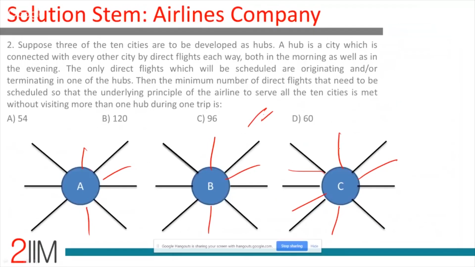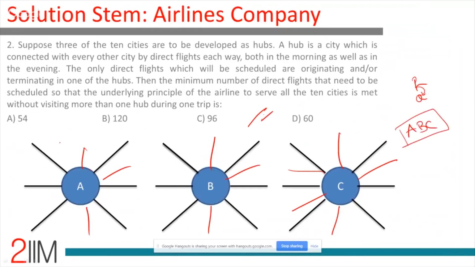Now let's look at all the conditions that are given. The only direct flights that will be scheduled are originating and/or terminating in one of the hubs. So apart from A, B, C, if you have a P and Q, there's no direct flight between P and Q. That is clear. And a hub is a city which is connected with every other city by direct flights each way, both in the morning as well as in the evening. So let's just figure out what this means. Let's say the 3 hubs are A, B, and C. Let's forget all connections between A, B, C. We'll come to that later on.